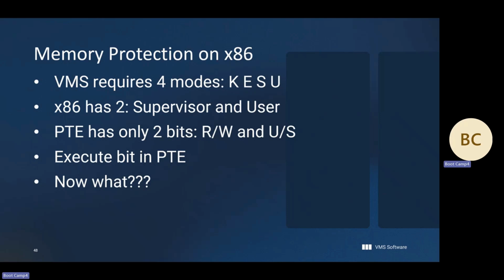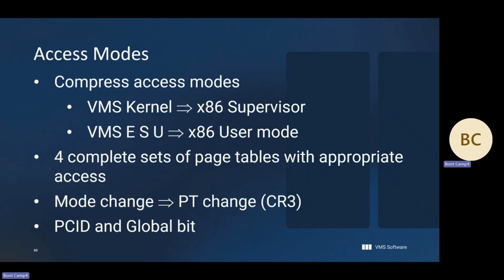We looked at that and decided pretty quickly, no, we're not going to do that. So instead, we compress the access mode. VMS kernel goes into the x86 supervisor, and then VMS exec and super user go into the x86 user mode. Why did we divide it that way? Well, x86 supervisor mode has access to privileged instructions. So we wanted to make sure that RMS and DCL did not have access to privileged instructions.